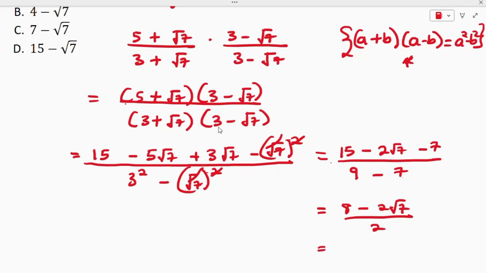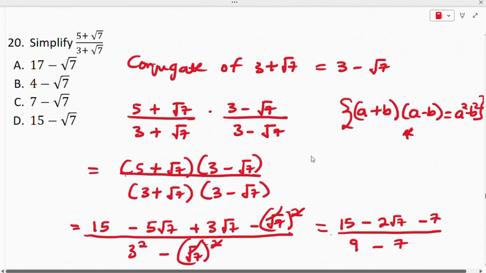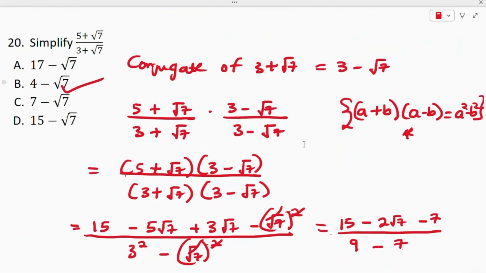So factor out 2 from the numerator. If you factor out 2, we have 4 minus the root of 7, divided by 2. So we cancel out this, and therefore we have this to be 4 minus the root of 7, and this becomes the answer. So we have 4 minus the root of 7 to be the correct answer. So from the question, we have that B is the correct option. Alright, so let's go on to the next question.